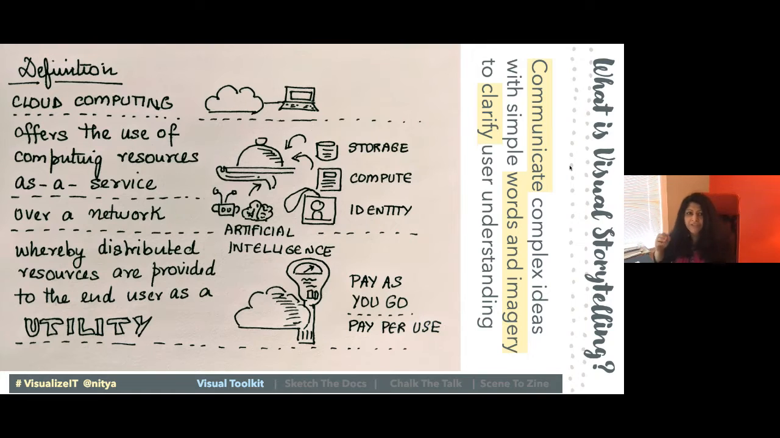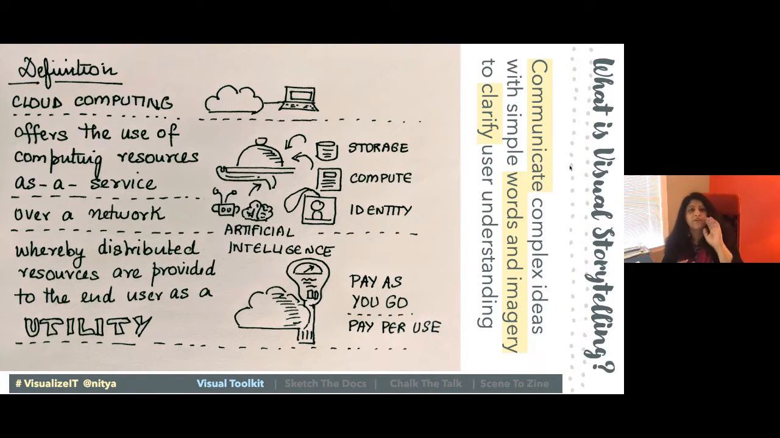What this is showing you is a really, really simple version of a sketch note. What you're doing is communicating a complex idea with simple words and imagery that help clarify the user's understanding, right? If you look on the left side, that's the words. The definition of cloud computing is it offers the use of computing resources as a service over a network where distributed resources are provided to the end user as a utility. And by itself, that's a great definition, but you're not going to remember it. How can I help you not just remember it, but potentially connect other things you learn to this particular concept?